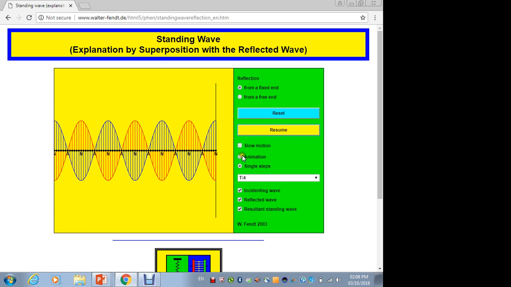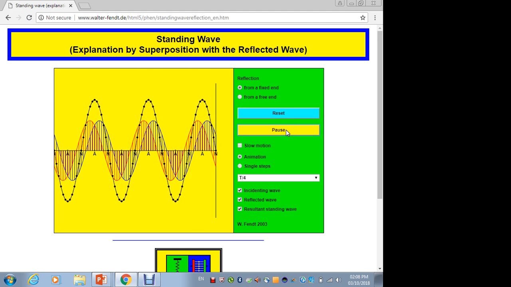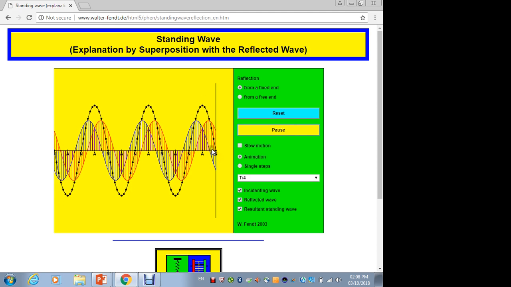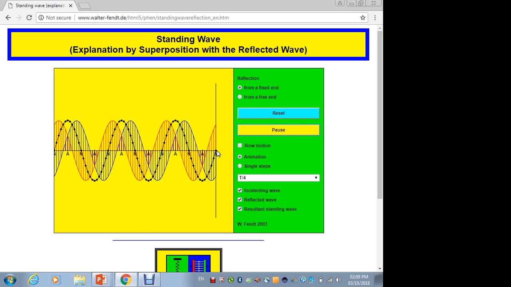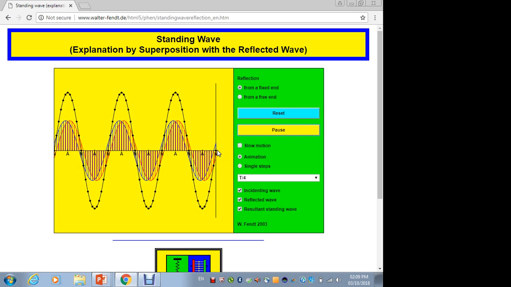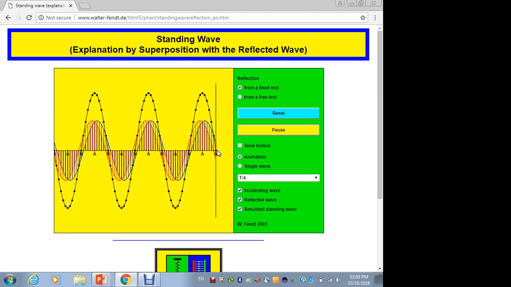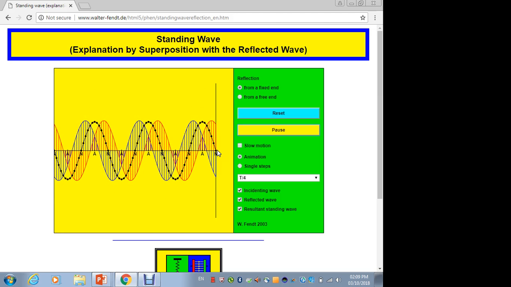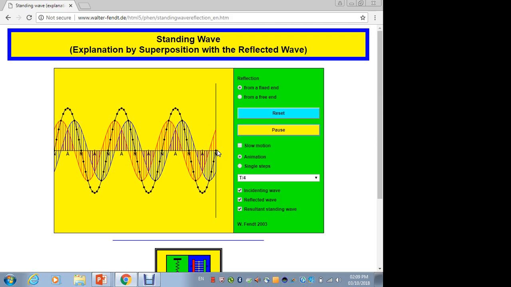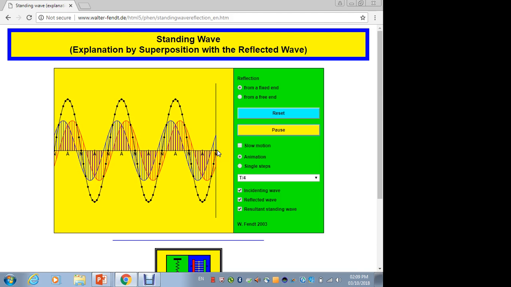Okay, then I'm going to resume the animation. Now I want everybody to look carefully at this point. Is the cursor there? Yeah. Okay, can you see this point, which is the fixed end? What can you say about the resultant displacement at that fixed end? It is always zero. Always. There's never a time whereby it gets displaced.